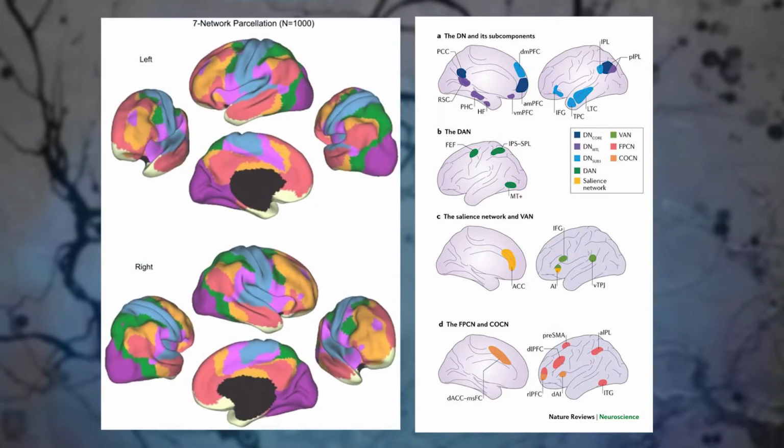This circuit includes the dorsal portion of the anterior cingulate, or DACC, shown here, as well as the medial superior frontal cortex, or MSFC, and bilateral anterior insula, or AI, which is also called the frontal operculum. That's where we get the name cingulo-opercular in cingulo-opercular control network from.